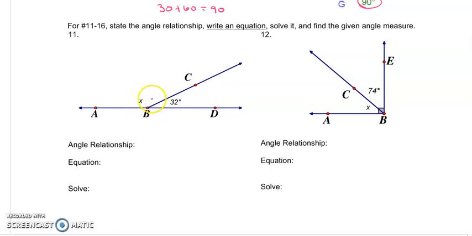I notice that these two angles together, we get that straight line or that straight angle. So I can see that these are supplementary angles. So my equation would be one of the angles x plus the other angle 32 all together gives me 180 degrees. So I'm going to have you pause this and solve it out.